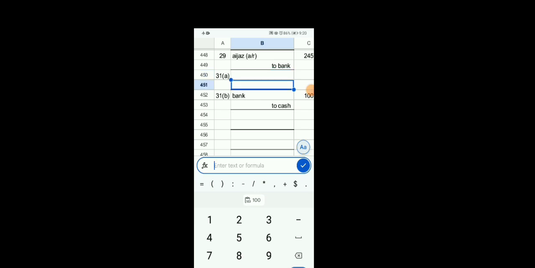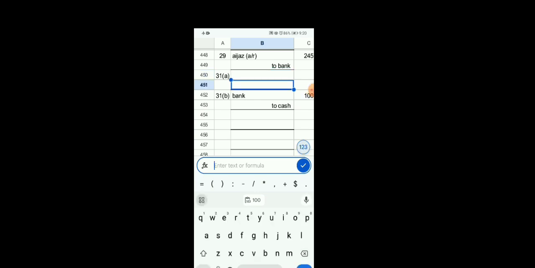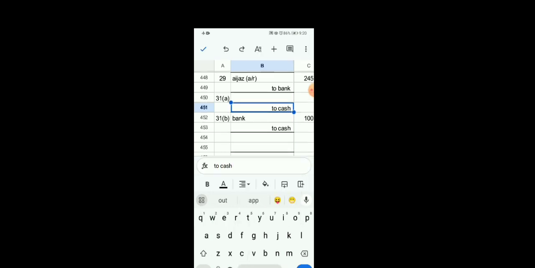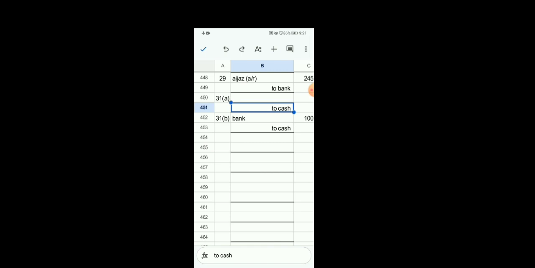What is 31a saying? Paid salaries in cash. Since it's a payment, you are paying cash. Cash in hand is decreasing. Decrease in cash in hand means you are decreasing your asset. Decrease in asset should be mentioned on credit side, so you are supposed to write cash on credit side. As an asset it is decreasing, that is why you are mentioning it on credit side.